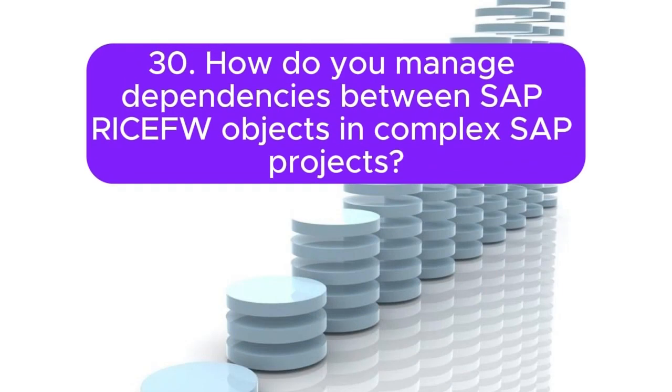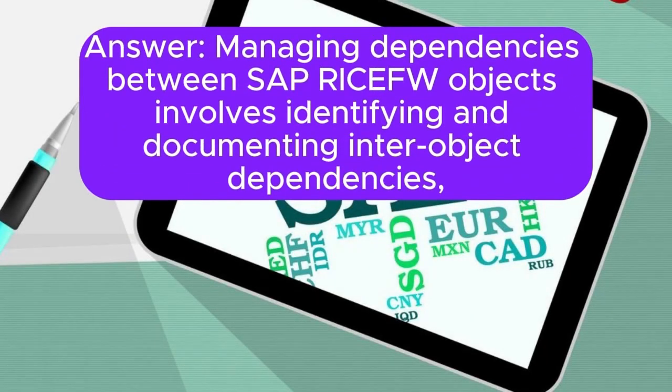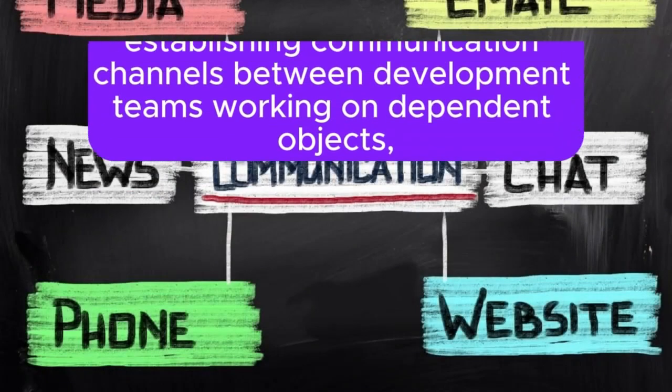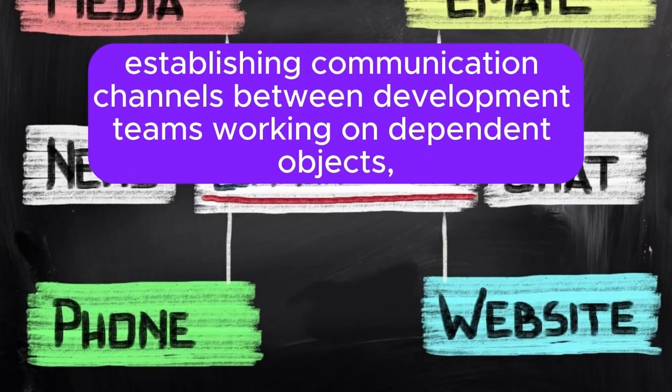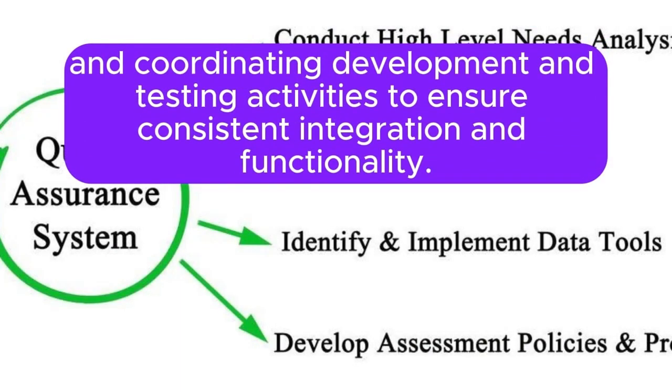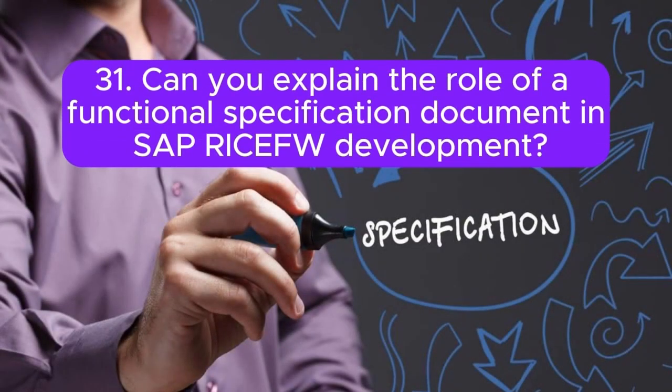30. How do you manage dependencies between SAP RICEF objects in complex SAP projects? Answer: Managing dependencies between SAP RICEF objects involves identifying and documenting inter-object dependencies, establishing communication channels between development teams working on dependent objects, and coordinating development and testing activities to ensure consistent integration and functionality.